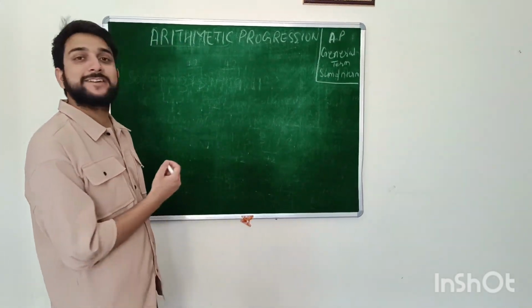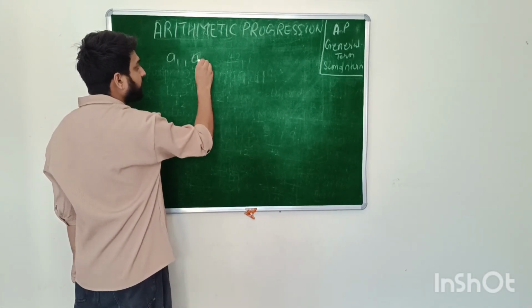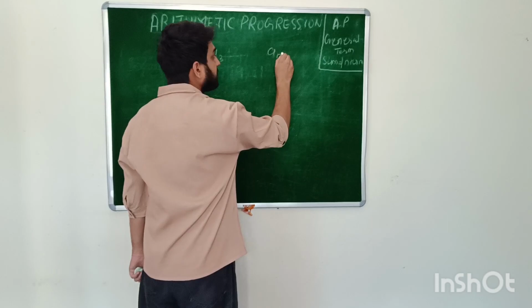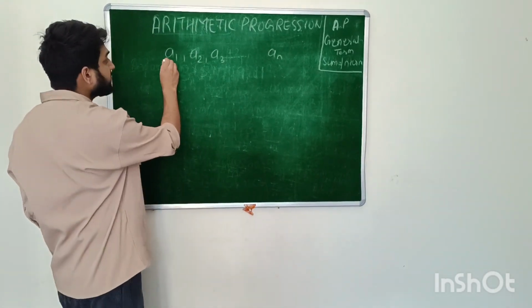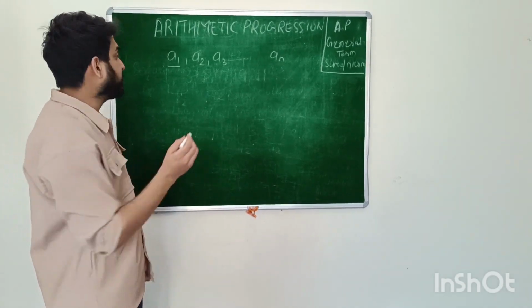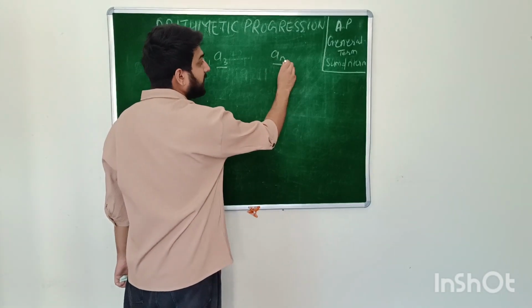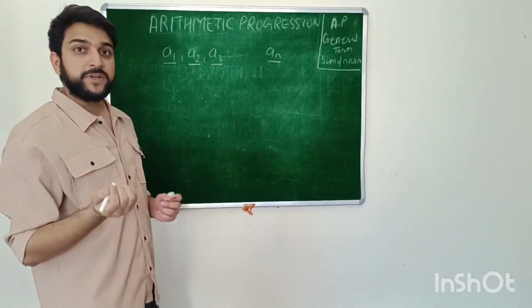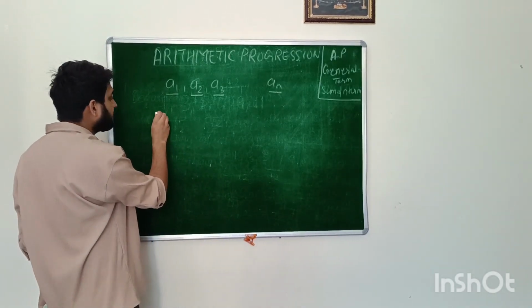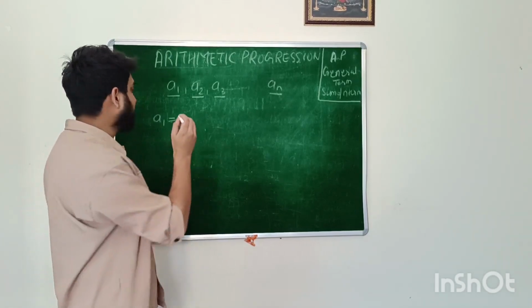Now let us consider an AP: a1, a2, a3, up to an. Here, this is our first term. We are denoting it here by first term. This is our second term, this is our third term, and this is our nth term. So in AP we are representing these by terms. So a1 is our first term and we are going to denote it by a here.